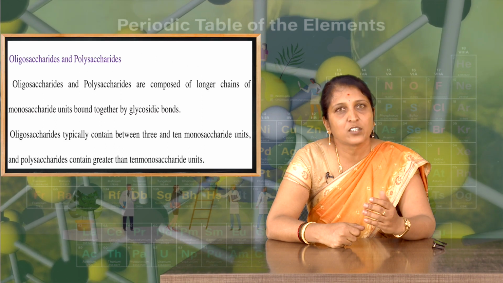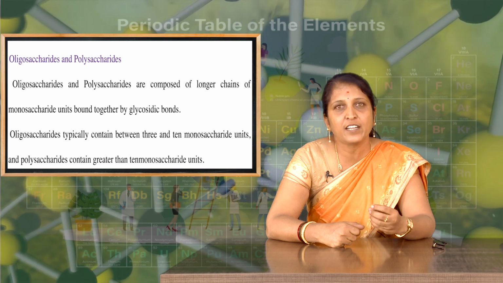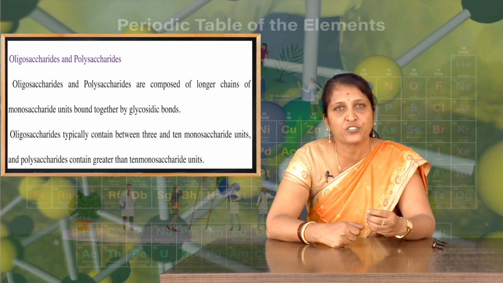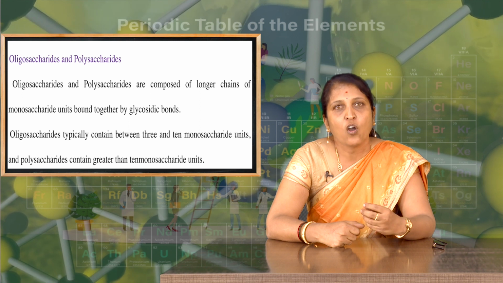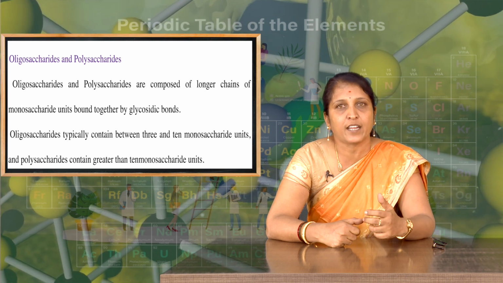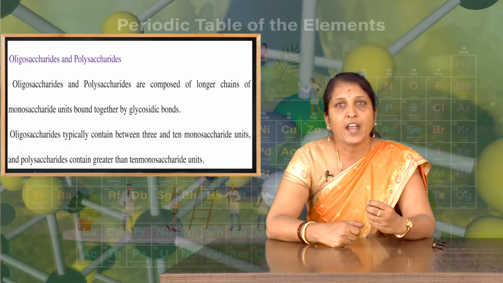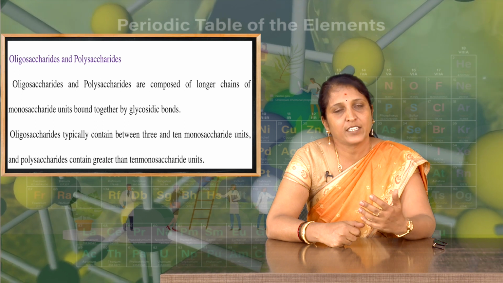Very important carbohydrates are oligosaccharides and polysaccharides. Polysaccharides and oligosaccharides are composed of longer chains of monosaccharide units bound together by glycosidic bonds. Oligosaccharides typically contain between 3 and 10 monosaccharide units and polysaccharides contain greater than 10 monosaccharide units.